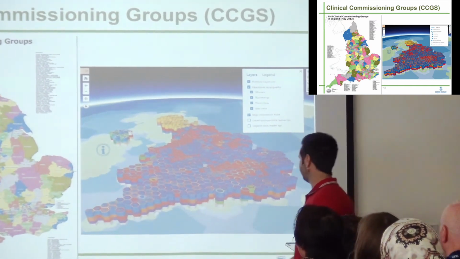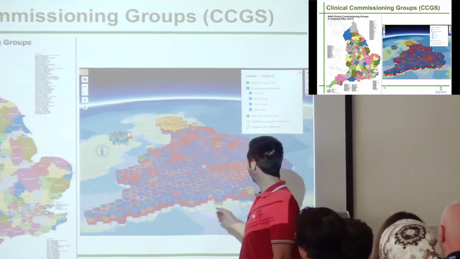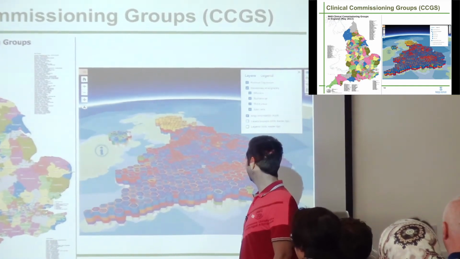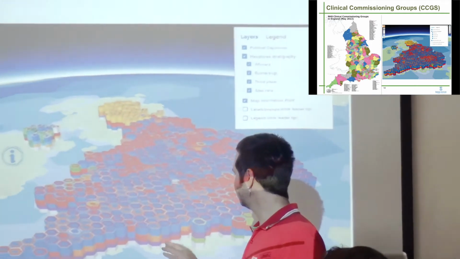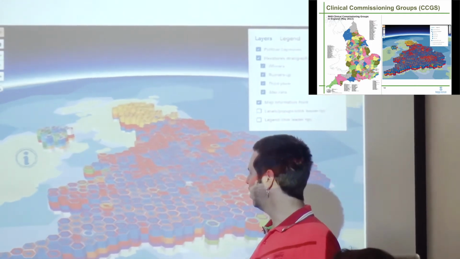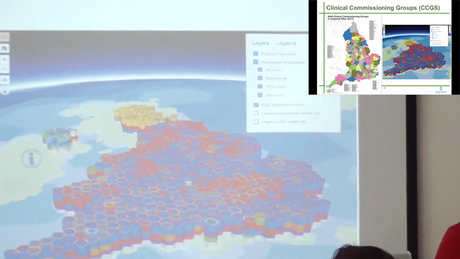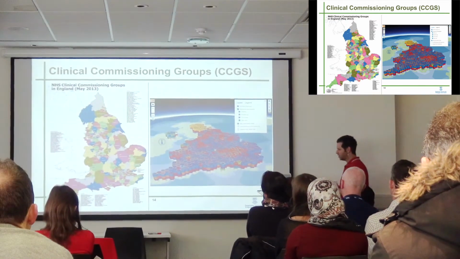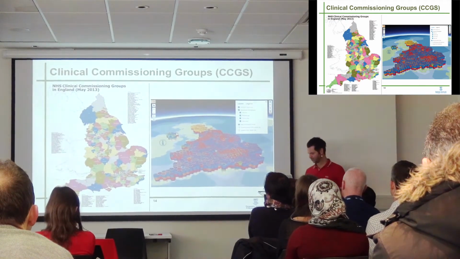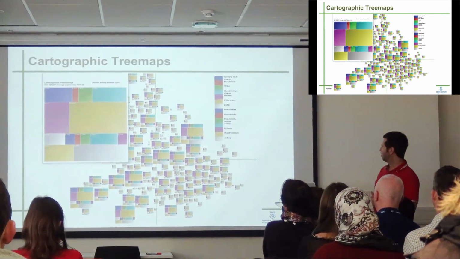But here's an example of trying to map data to a multivariate cartogram. Every area has been broken up into a hexagon, and then there are layers here, 4 layers. So it's an interesting attempt at trying to visualize multivariate cartographic data. And that's what an attempt could look like. So we're going to look at cartographic tree maps.